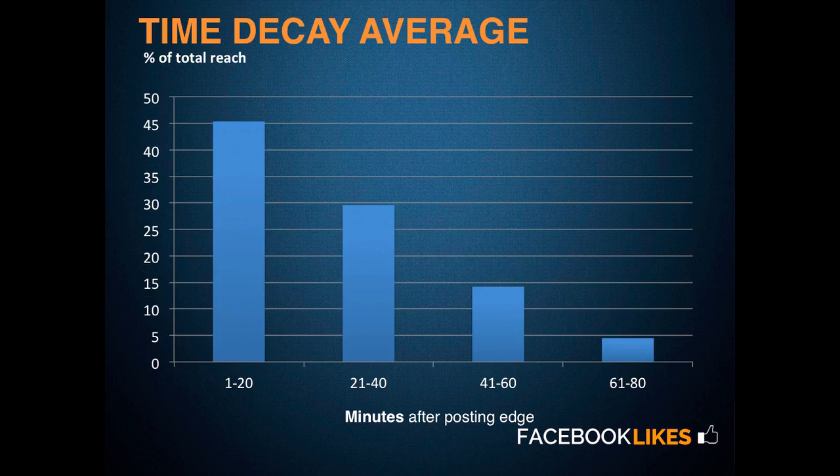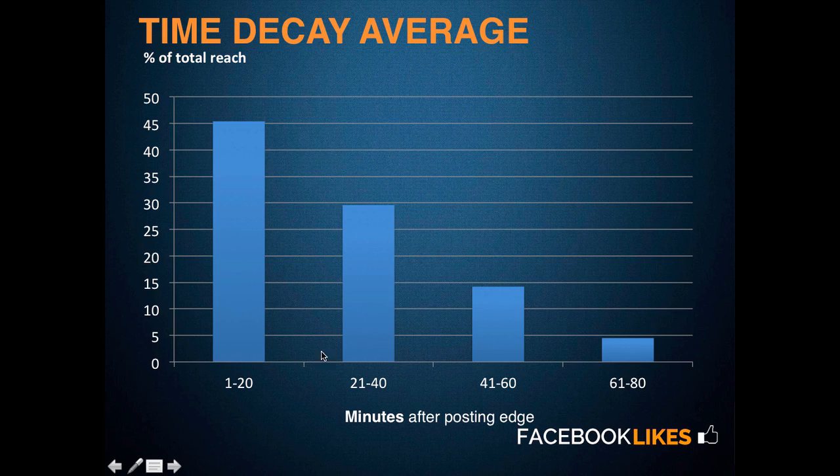It's actually really fascinating how quick time decay affects your status update on average. This is an average and it'll be unique for every update. In the first 20 minutes after posting, your edge will be seen by 45% of the total amount of people that will see this edge. For example, if you post an edge that 1,000 people will end up seeing, 45% of them on average, or 450, will see this edge within the first 20 minutes.